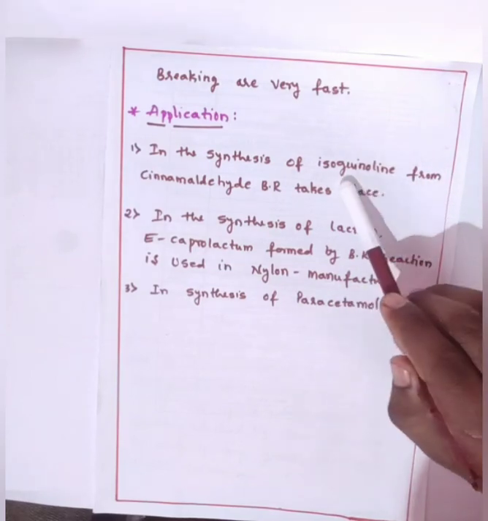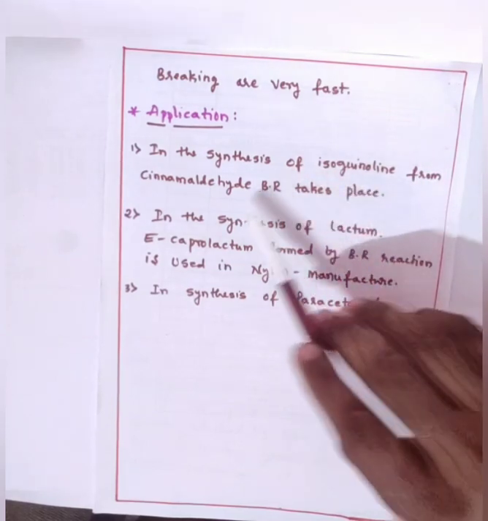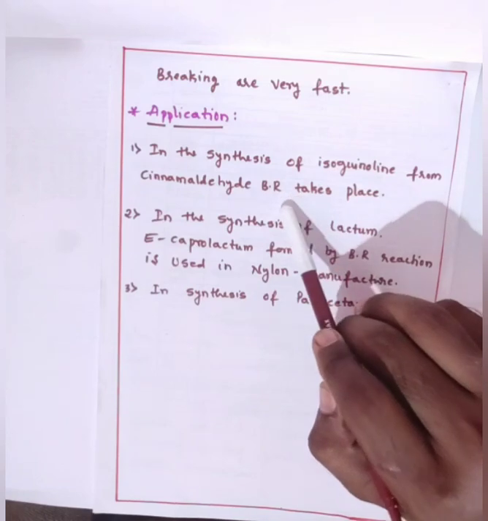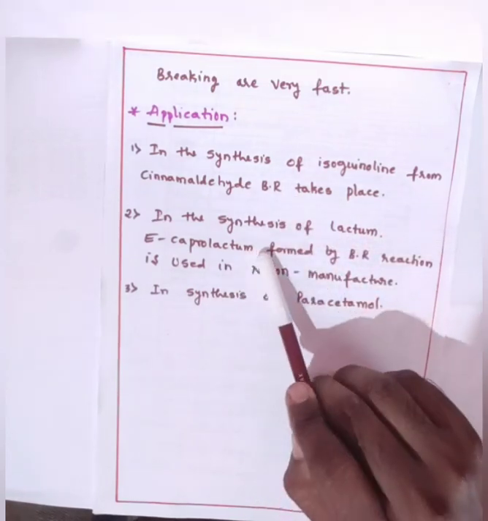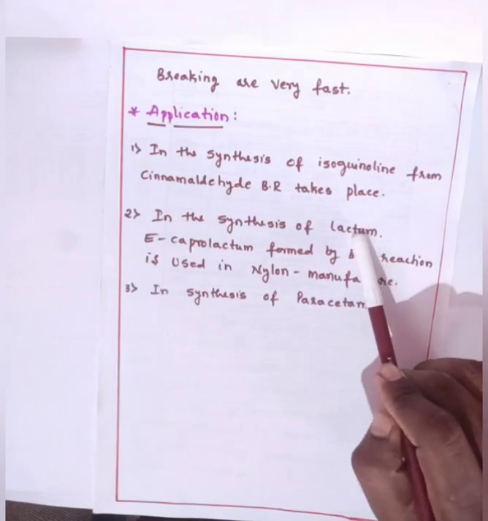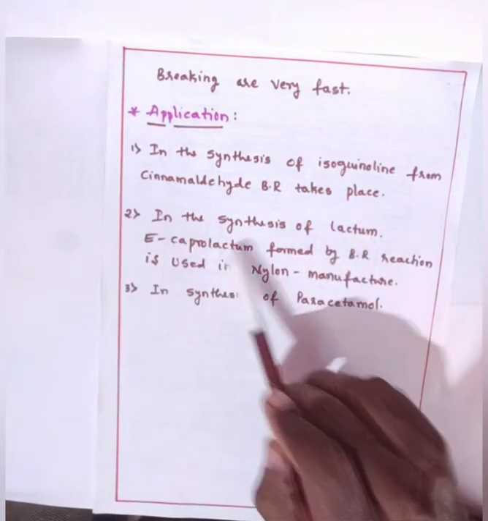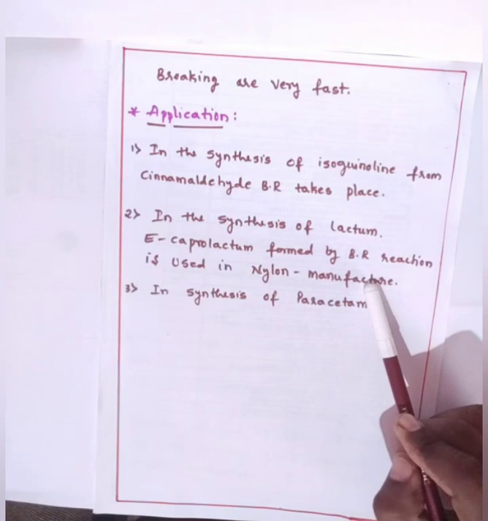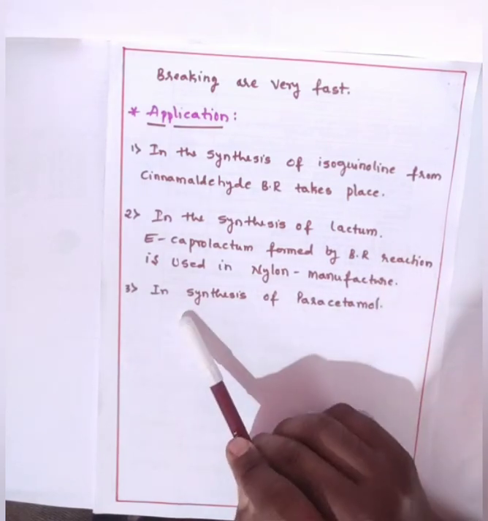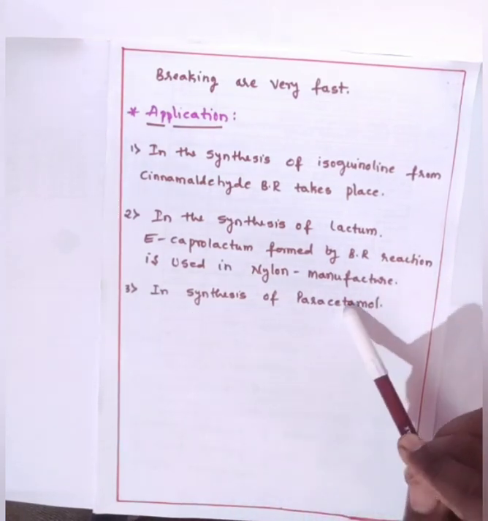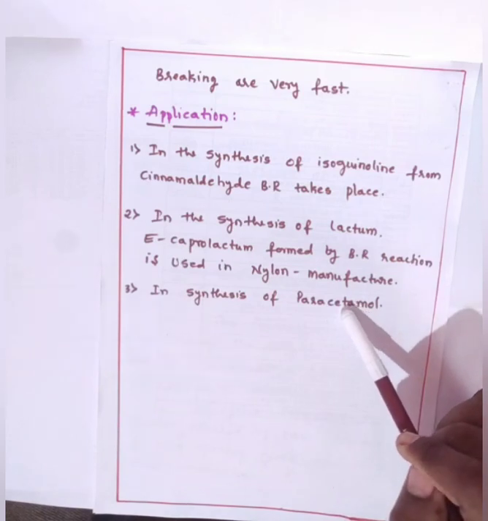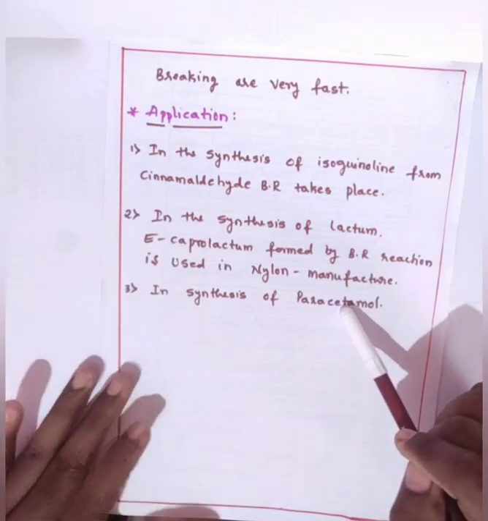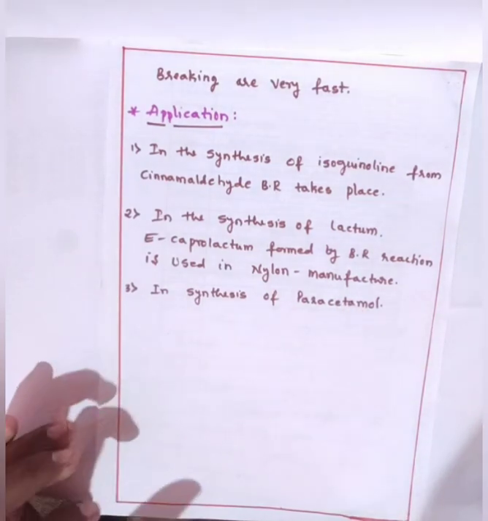That is, the first one is the conversion of isoquinoline into cinnamaldehyde, and in the synthesis of lactam, particularly caprolactam, which is used in nylon manufacture. And the third application is in the synthesis of paracetamol. So this is about the Beckmann rearrangement reaction.